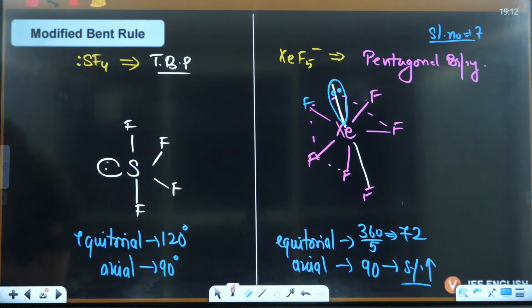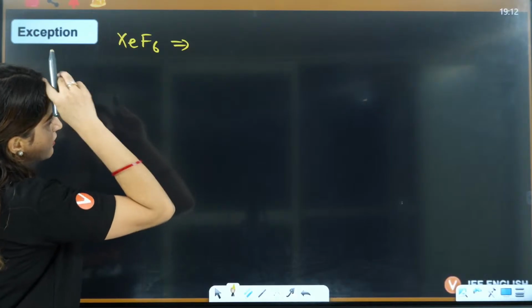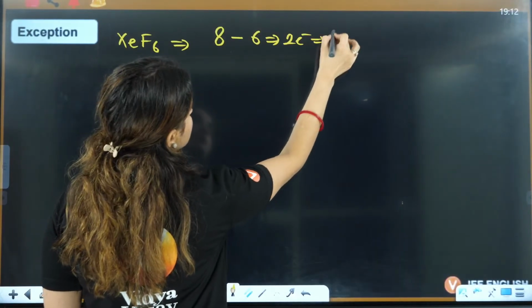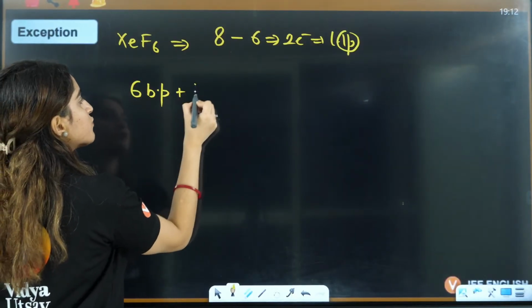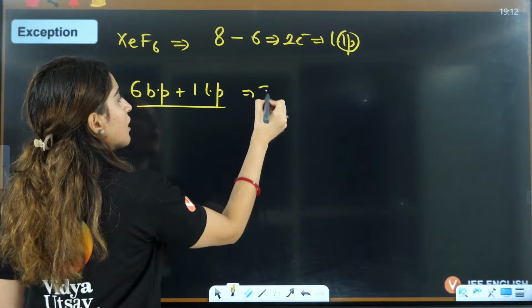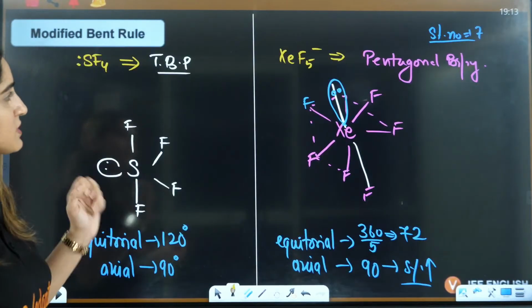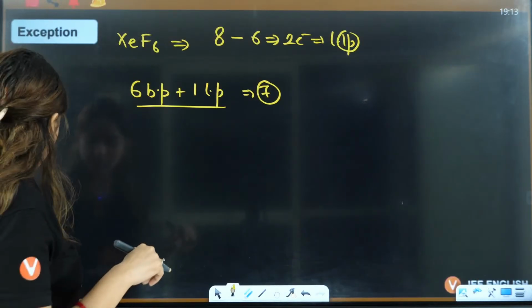Now we are going to do an exception, that is XeF6, right? This is an exception, XeF6. If you see here, you have a total of 8 valence electrons, out of which 6 are consumed, 2 electrons means 1 lone pair, right? So you have 6 bond pairs plus 1 lone pair. You are thinking that it should be pentagonal bipyramidal, same way it will be, right? But it's actually not the same way. It's actually different here, right?